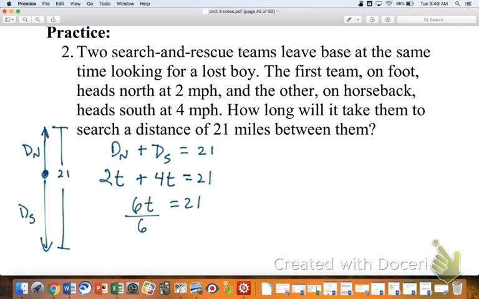Dividing both sides by 6. And I think you were right. I think it does end up being 3.5 again, doesn't it? Oh, wow. Coincidence that these two have the same answers. It is what it is. 3.5 hours.